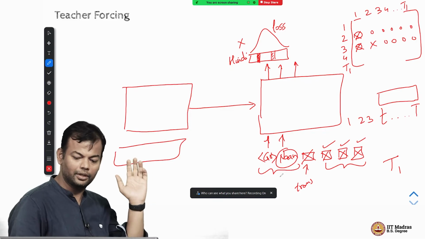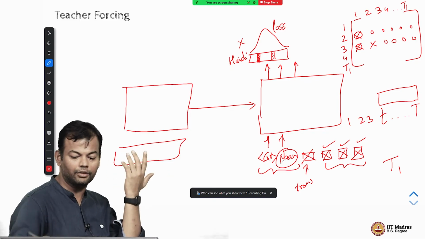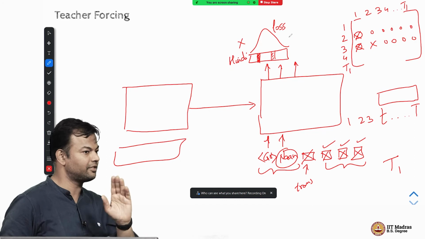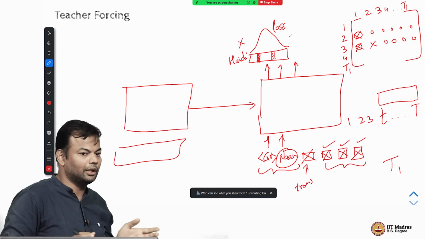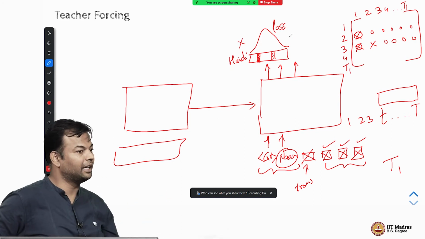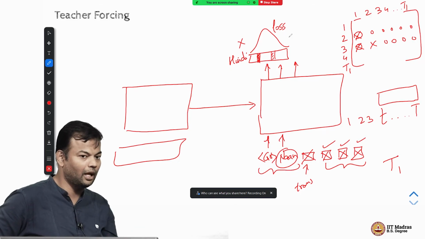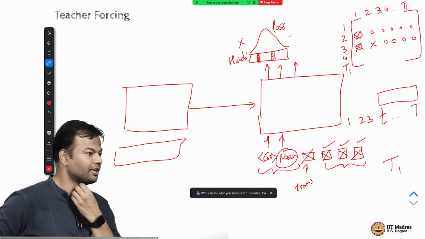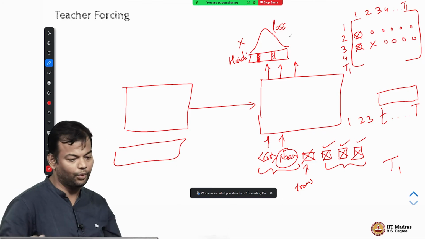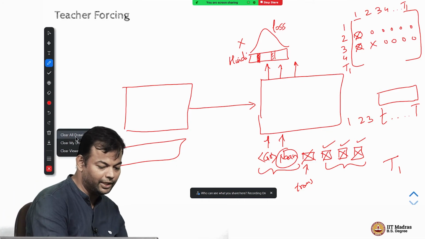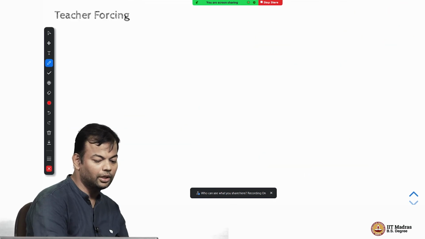Teacher forcing is just an idea, in the sense that instead of feeding the output from here, I just feed the ground truth. So there's no math involved there. But when I say masking, I need to tell you how I do masking. How will I implement the mask function? So that's something that I need to tell you. So that's what we needed to learn afresh in the case of the decoder.